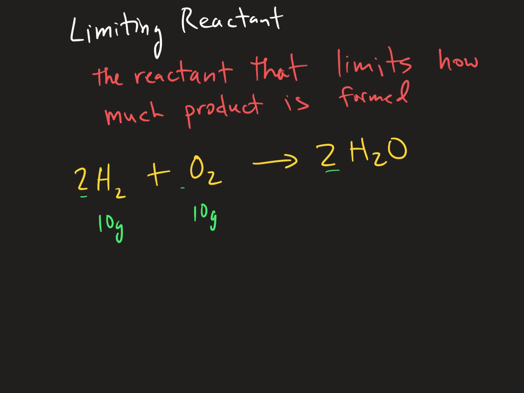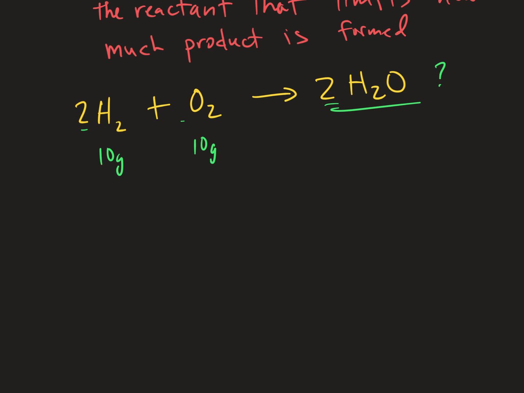So we just check this. We want to find out how much water we get. Okay? Well, first of all, we want to find out which one limits, right? But in the end, we want to know how much water we get. So we're going to start with what we know. What do we know? We know we have 10 grams of hydrogen. And we also know we have 10 grams of oxygen. So where should we start? With one of them. Okay? Doesn't matter which one. You're going to have to do them both.